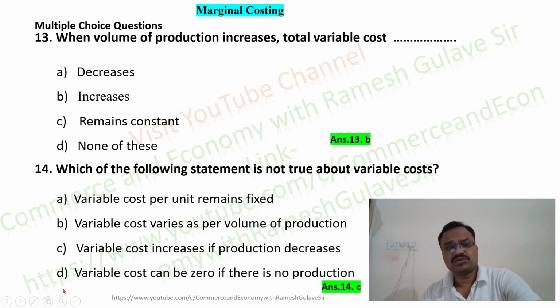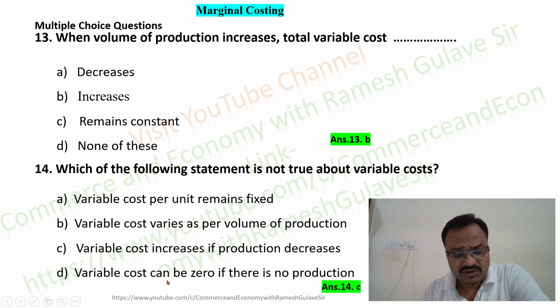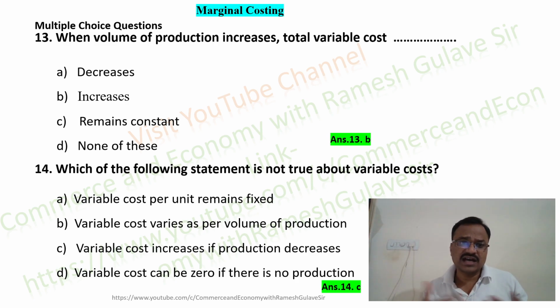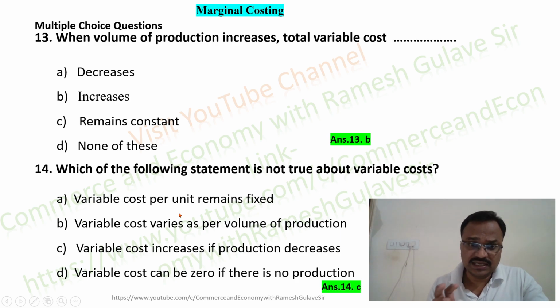And the fourth option says variable cost can be zero if there is no production. Yes friends, variable cost can be zero, but we have already discussed that fixed cost cannot be zero, right? So friends, in this one question, four or five multiple choice questions can be framed. So if your concept is clear, you can answer any question if it is twisted or asked in other words, right? So understanding of the concept is a very important thing, right?